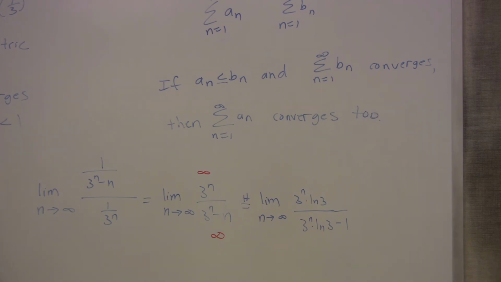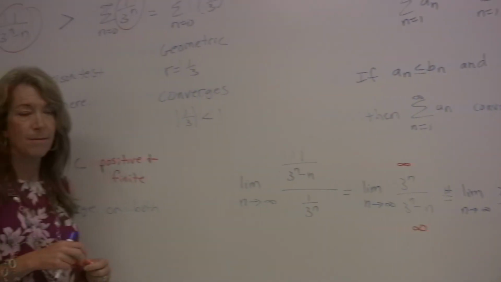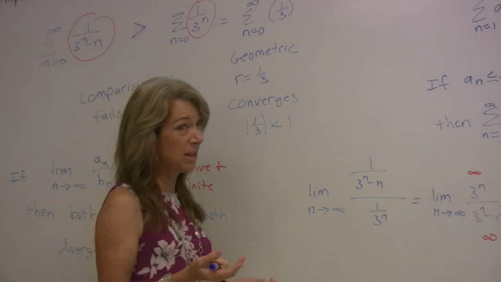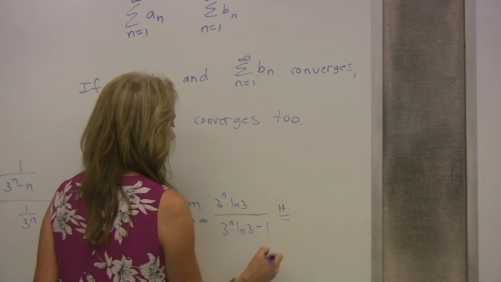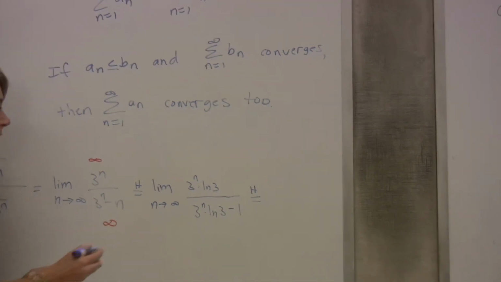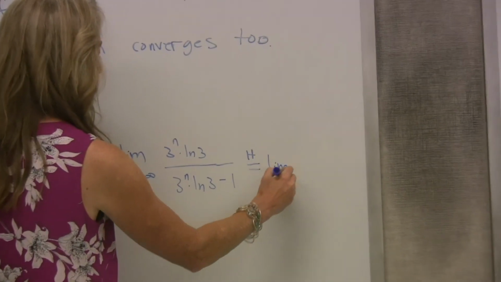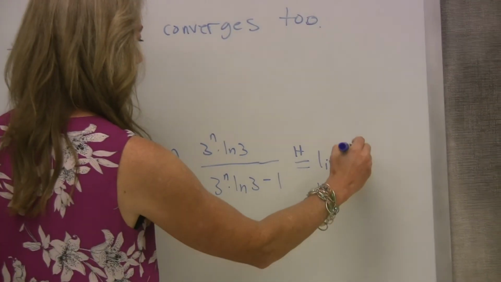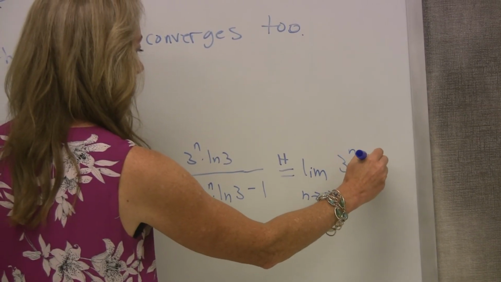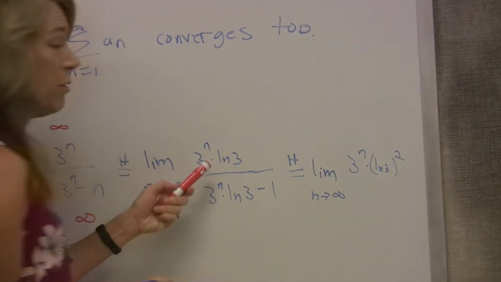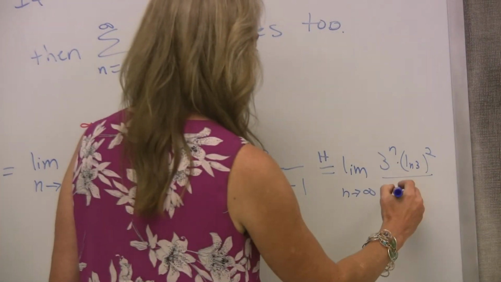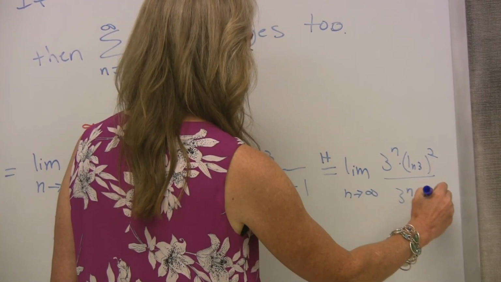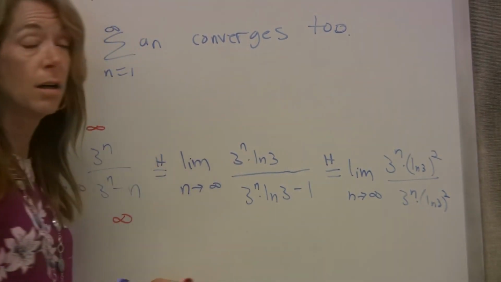This is another way we could have done this besides L'Hopital, the shortcut. I have to do L'Hopital's again, is why I asked. I'll tell you after we do L'Hopital's again. If I take the limit again, or the derivative again, I have 3 to the n times ln of 3 squared now. So I'll have to multiply by another ln of 3, and I have 3 to the n times ln of 3 squared minus 0.